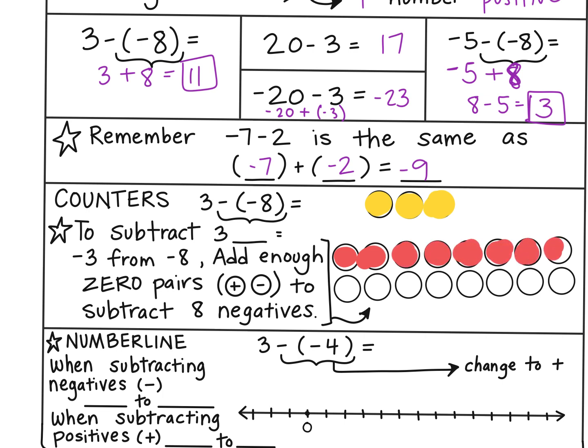But I've got to make sure that I include a 0 pair. So that means I also need 8 positives to go along with it, because I can't just add in 8 negatives to take away. If I'm going to add anything, I've got to add in a 0 pair, like a pair of a positive and a negative. Now what I'm going to do, I have 3 minus -8.